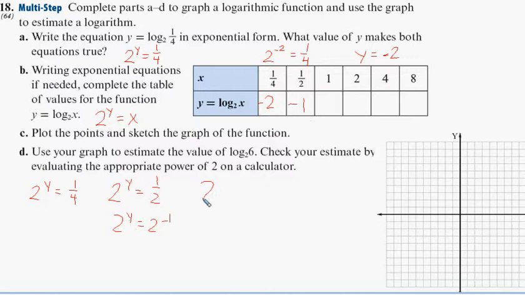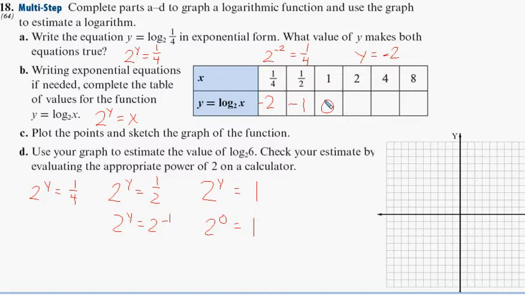Okay, let's do it again. 2 to the y is equal to 1. Anything to the what power equals 1? Anything to the 0 power equals 1, right? So 2 to the 0 power equals 1. So y must be 0 on this one.